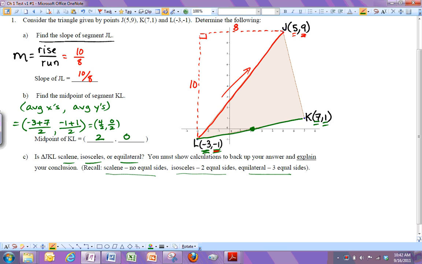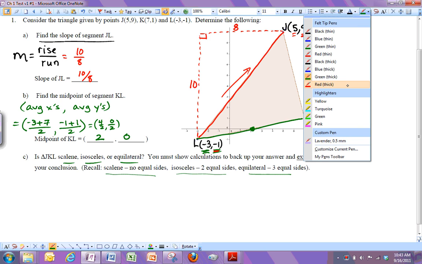So what a lot of people did was they looked at slope, which you can use slope triangles, but slope itself doesn't tell you how long something is. Like this line and this line have the same slope, but they are parallel. It doesn't mean that they're the same length, right? So let's take a look at JL, the one in red here. So I'll even color coordinate the whole thing.